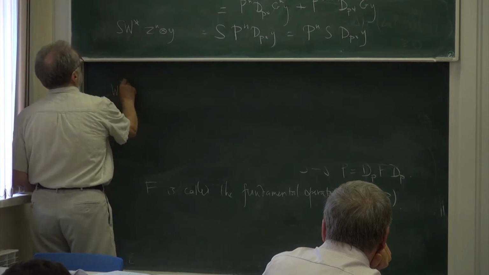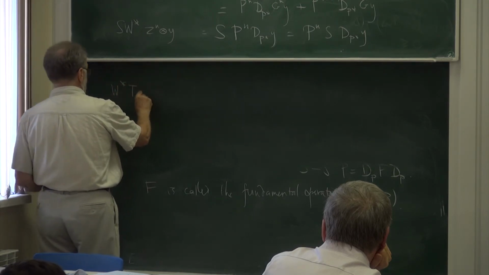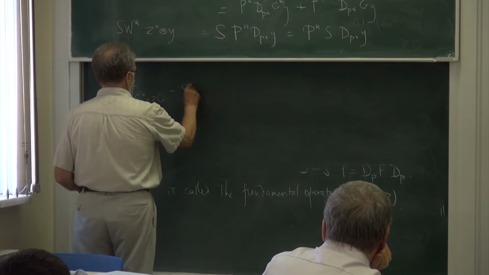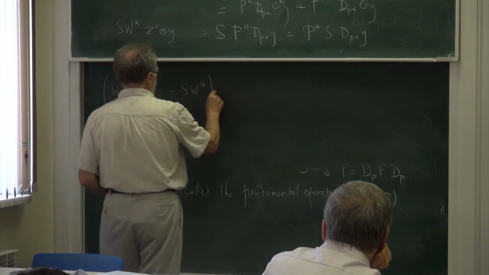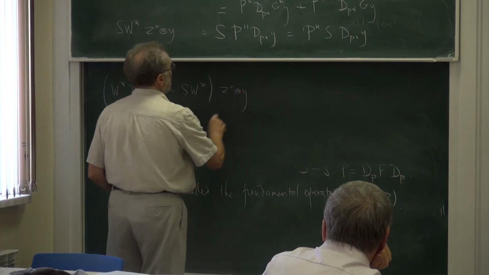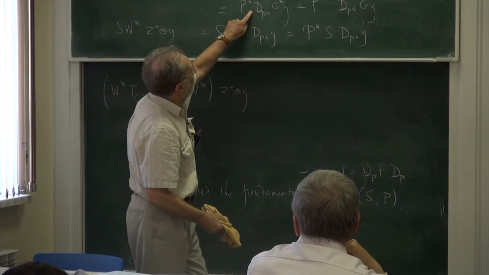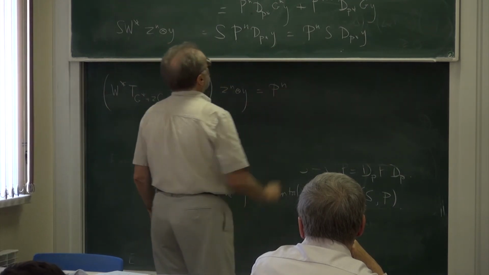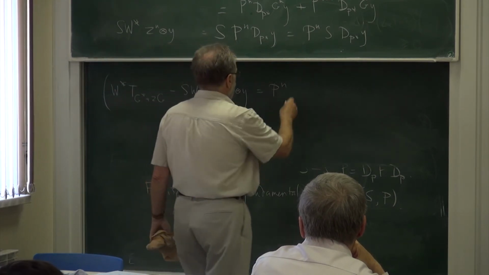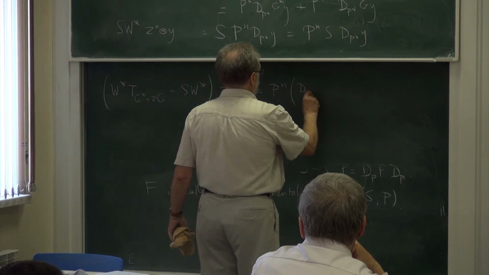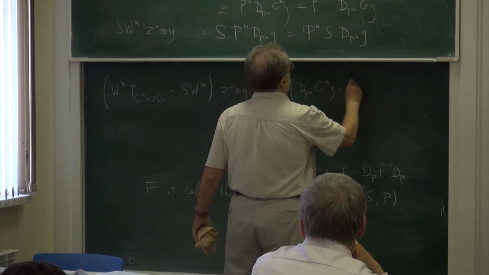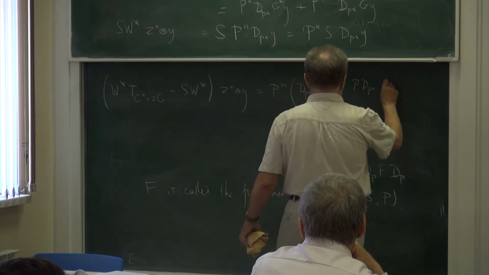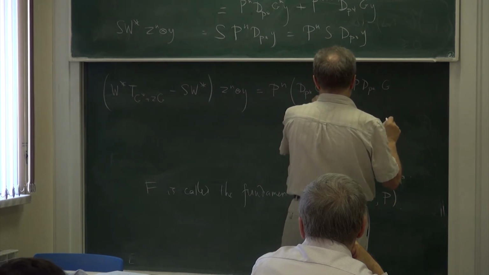Let's look at W star T G star plus Z G minus S W star applied to Z to the n tensor y. So that's this expression minus this one. And so P to the n factors out, and we get dP star G star y plus P dP star gy. Let me put the y's at the right hand side.